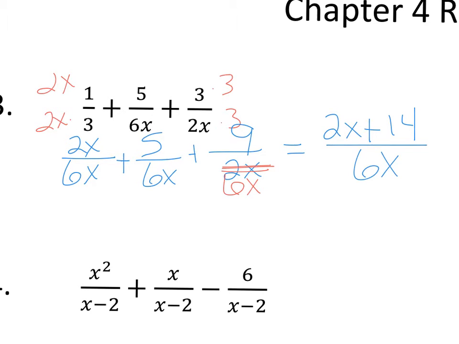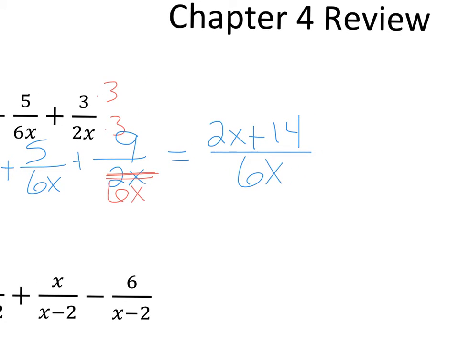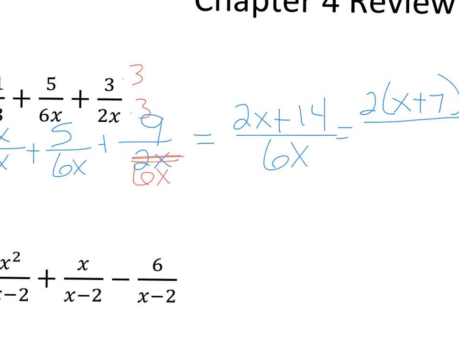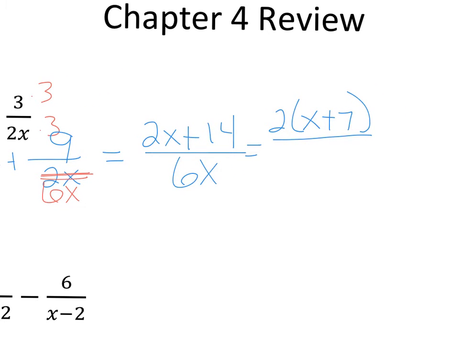Now, it looks like we have a GCF here. So we're going to factor out the GCF here on the top. There's a GCF of 2. So when we factor it out, we have x plus 7. The denominator can also be factored. Even though it's a monomial, it can be factored a little bit. So we're going to factor that 6x into 2 times 3 times x. And the whole reason for doing that is so that we can cancel these 2's here.